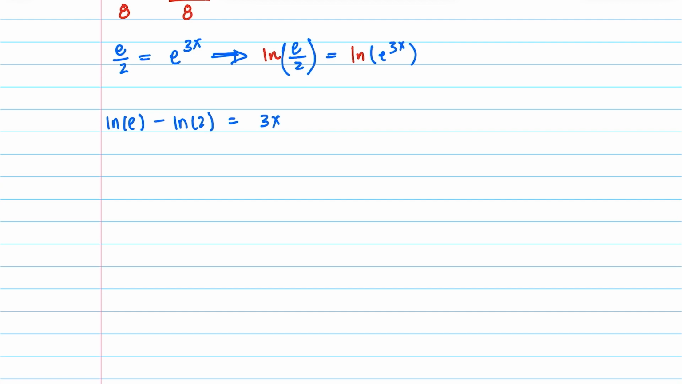Alright, so let's go ahead and simplify this a bit more. So when you take the ln of e, all you're left with is 1, and then you'll have minus ln of 2 is equal to 3x. Now, to go ahead and solve for x, let's just divide the whole thing by 3 to get rid of the 3. And so when we divide both sides by 3, what you'll get on the left-hand side is 1 over 3 minus ln of 2 divided by 3 is equal to x.